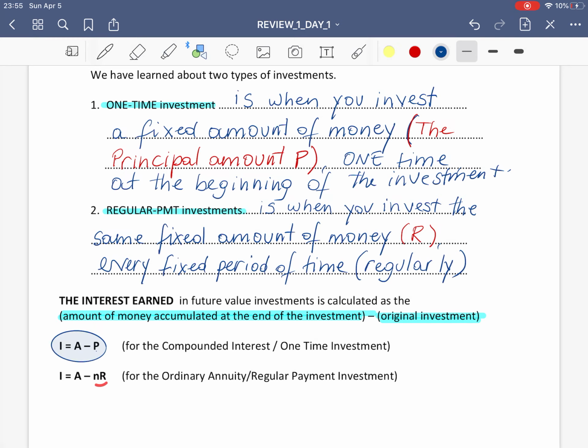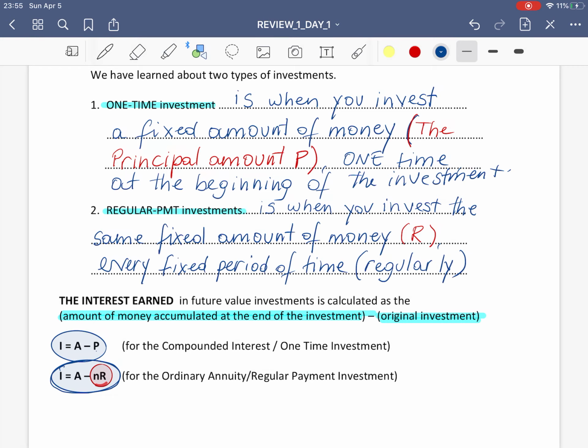And in an ordinary annuity, it will be the difference between the amount of money accumulated, take away the amount of money invested. Now remember that in an ordinary annuity, the total amount that you invest would be the total number of regular payments multiplied by the regular payment. So this would be the formula for the interest earned in an ordinary annuity.